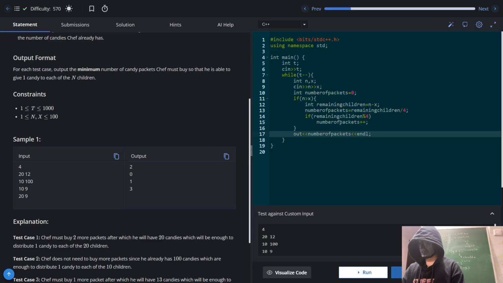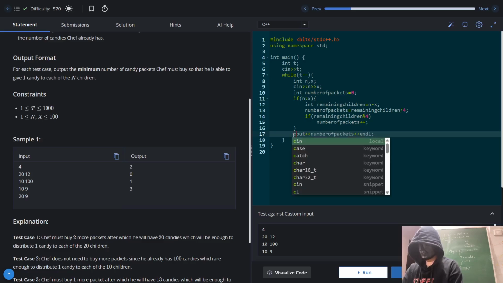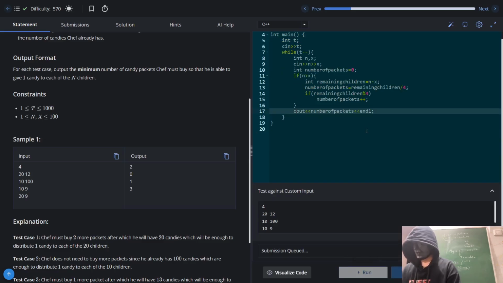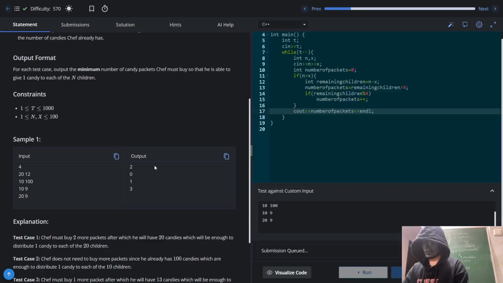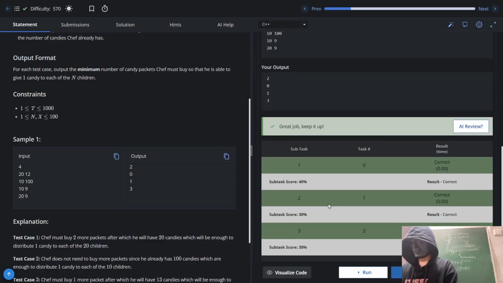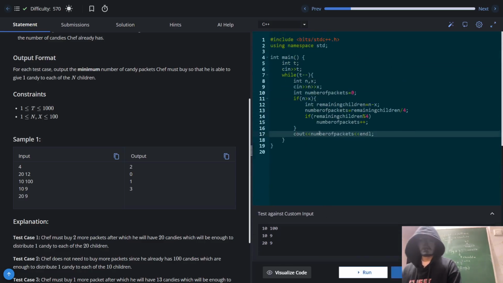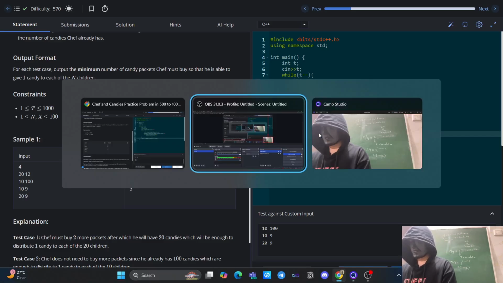Okay, cout is missing. Let's try to run the code. Yeah, it is again 2013. Let's try to submit the code. Yeah, it got accepted. So in this way you can optimally write the code by using only if. In the previous one it was if and else, and here there is no else. So yeah, thank you guys for watching my video.